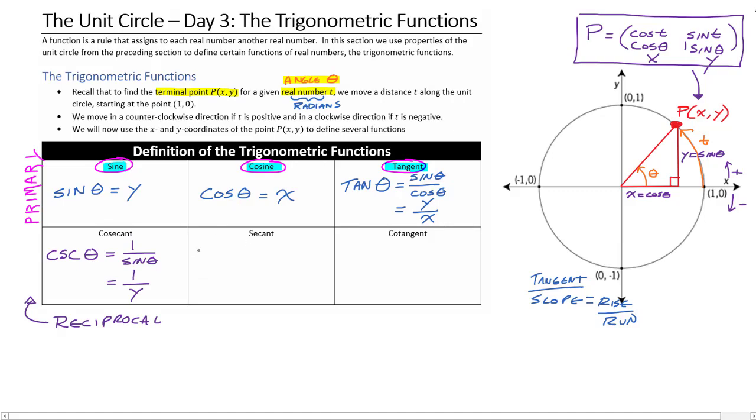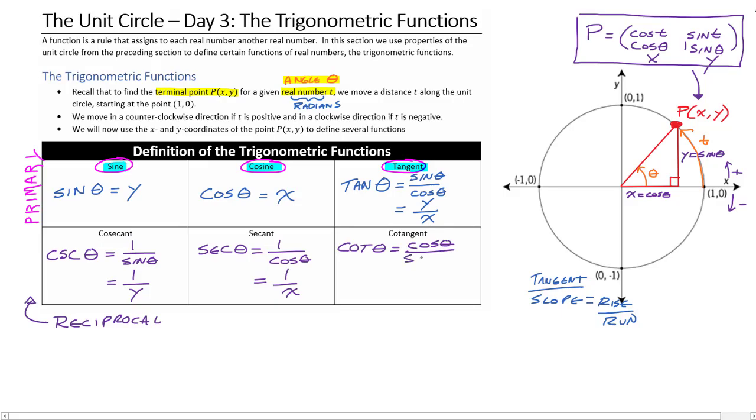Secant is the reciprocal of cos. So when we flip it, we generally just write secant, SEC for short. It's 1 over cos, which just gives you 1 over the x coordinate, which is the reciprocal. And cotangent is just the reciprocal of tan. So we usually write COT for short. With these ones, we're not getting too crazy. We're just learning about them a little bit.